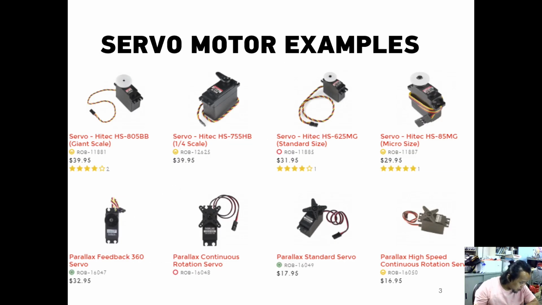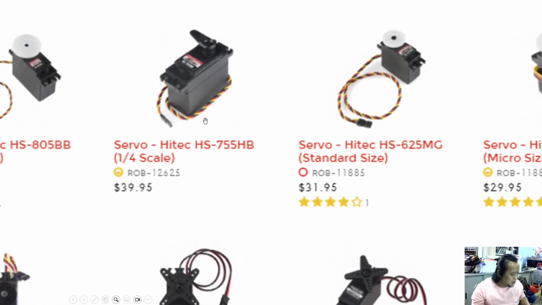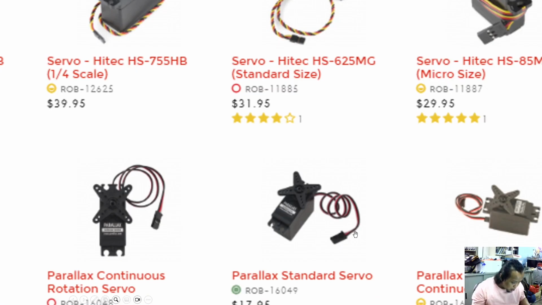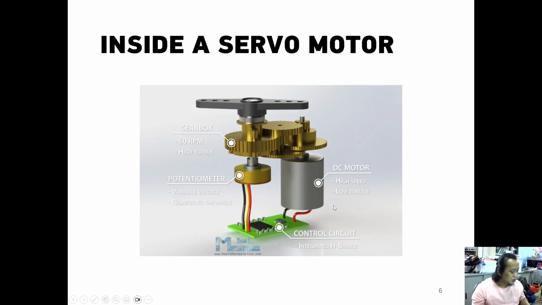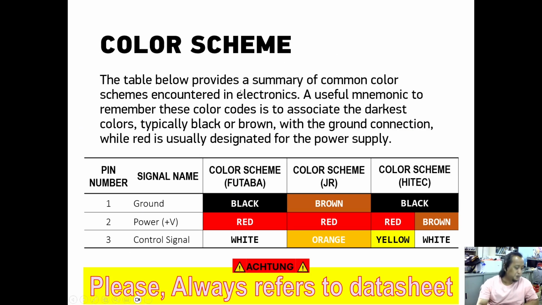As I said before, we can see that the color is mostly black, red, yellow, but this one is different: black, red, white, maybe. Okay, so this is the color scheme. The table below provides a summary of common color schemes encountered in electronics. This is a mnemonic, easy to remember. The darkest color, usually black or brown, is usually connected to ground, while red is usually connected to power.